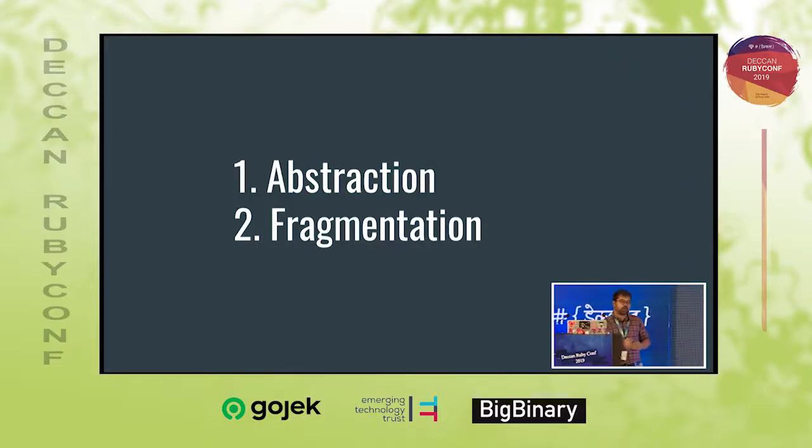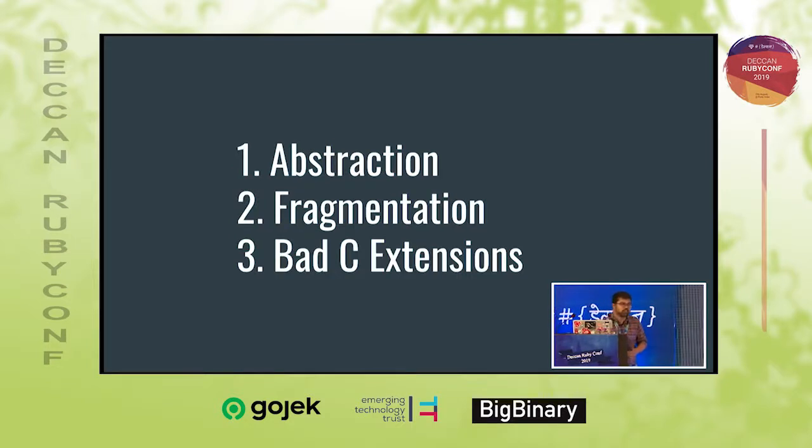So in level 1, we saw the problems with abstraction: we are sitting on top of a GC. That's one of the reasons. And then there is fragmentation. It's going to be fixed sooner or later, but right now it's there. And then the third problem at this level is bad C extensions.